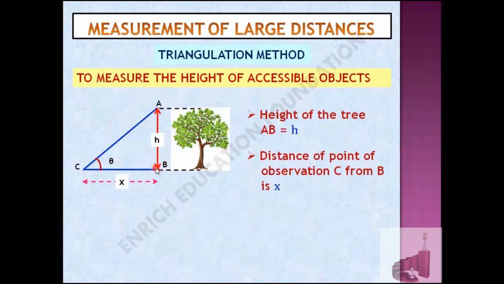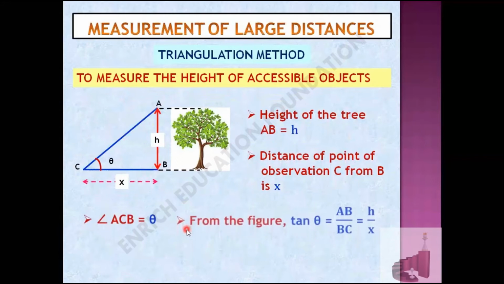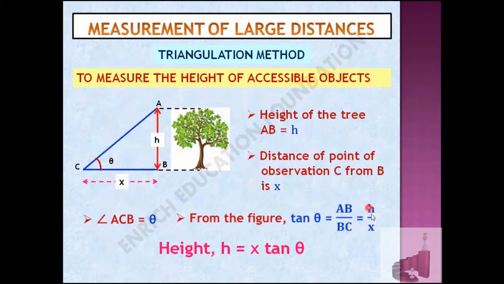Let its base from the observation point be x. Now from the diagram, we can write angle ACB is equal to theta. Also, tan theta can be given as AB by BC. But what is AB? AB is the height h and BC is equal to x. So from this, the height of the tree is given by x into tan theta.